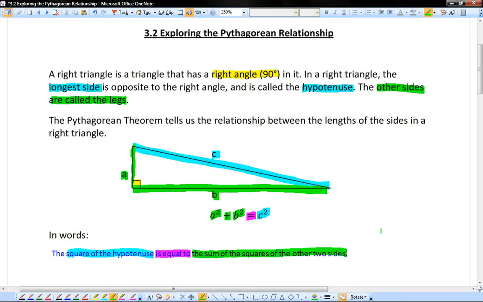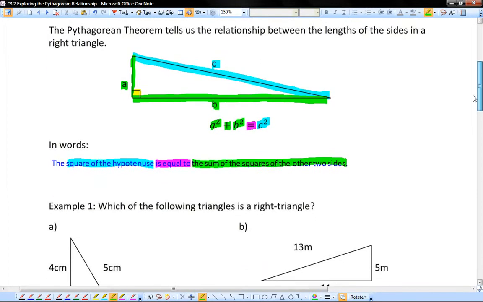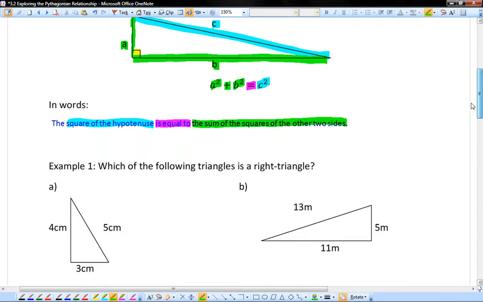Now you might look at this and not be entirely sure what it means. It might help a lot more if you see some specific numbers. And so let's take a look at the first example, and it'll help to solidify this idea.